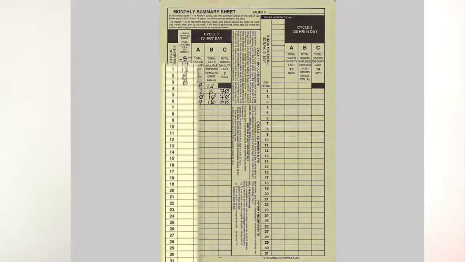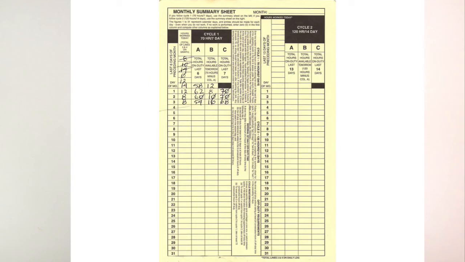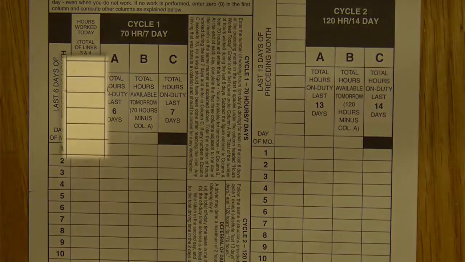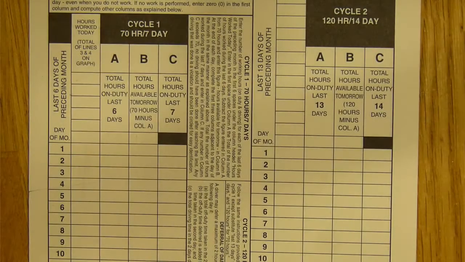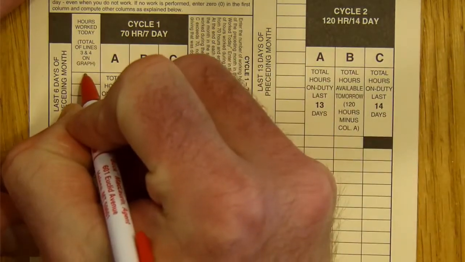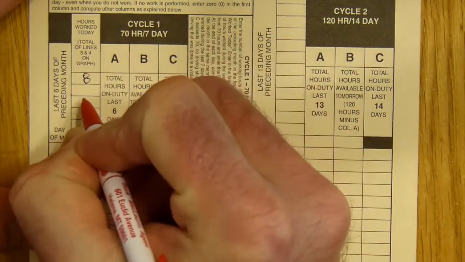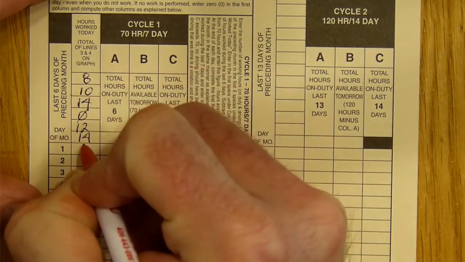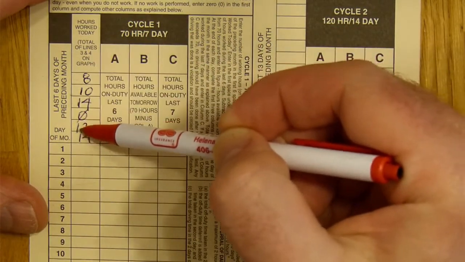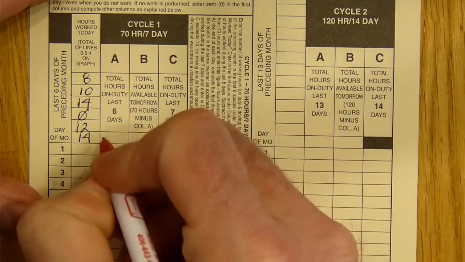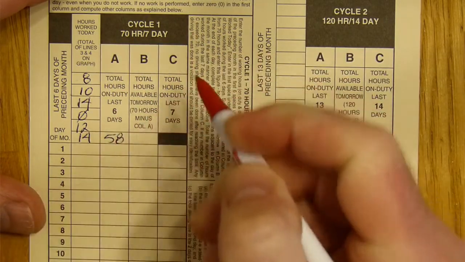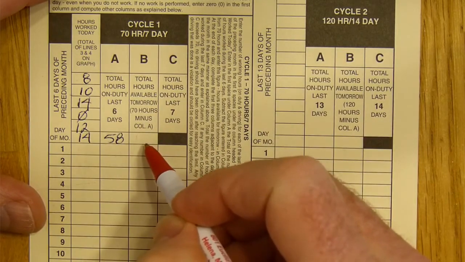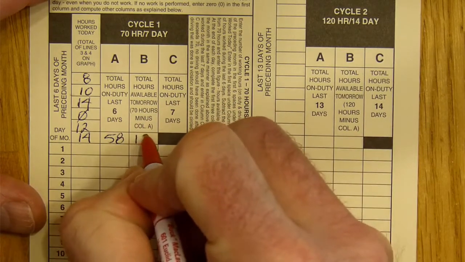Logbooks that you buy in the truck stop or are given to you by your company have enough sheets for 1 month. As you can see with this calculator for calculating how many hours you worked in the last 7 days, there's space for 31 days. You take the last 6 days from the preceding month and put them in the slots right at the top. So in column A, you put the 6 numbers in, you figure out how many hours you worked in the last 6 days. Column B, subtract that number from column A from 70 hours, and that will tell you how many hours you have available to work tomorrow.